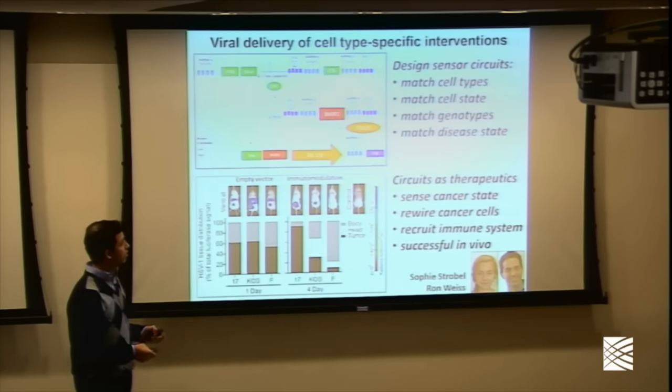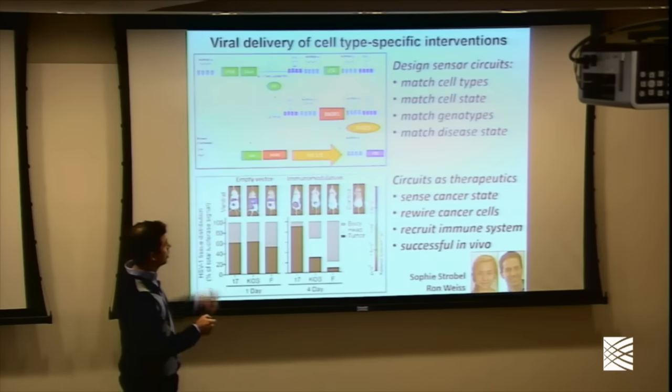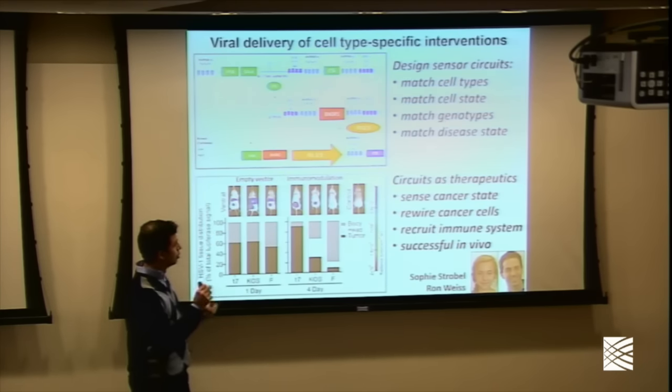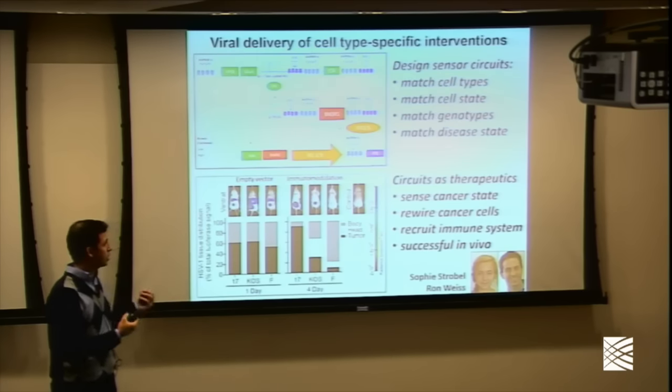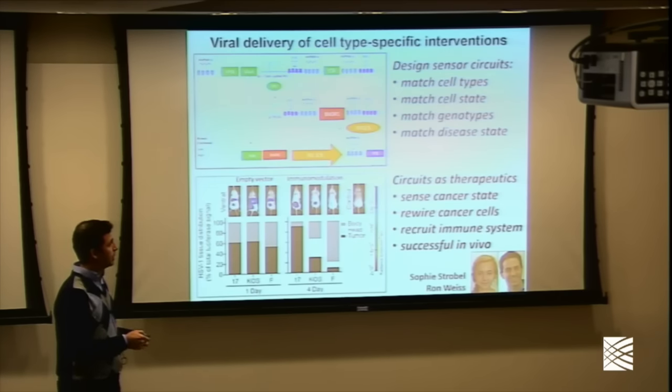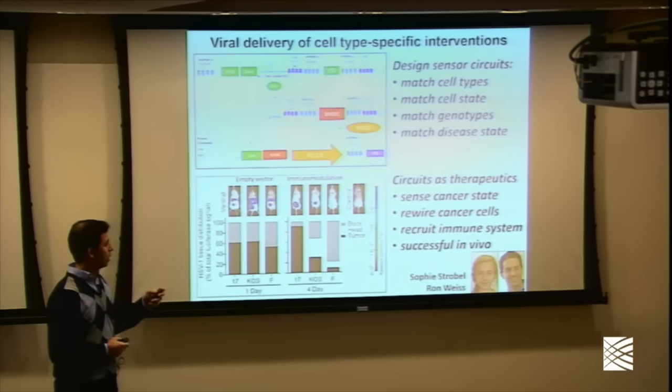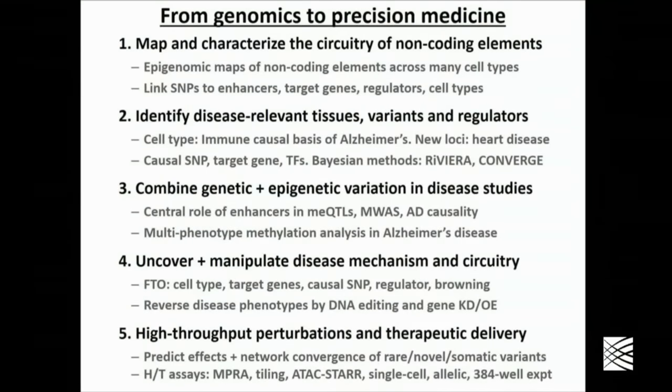And Ron showed that in the case of cancer, by doing this very precise immunomodulation using these viruses, he's able to kill cancer in a very directed way, whereas with an empty vector the cancer simply progresses. And that's by being able to sense the cancer state, rewire the cancer cells, and then recruit the immune system, and this has been very successful in vivo. So that's what I'm going to leave you with.